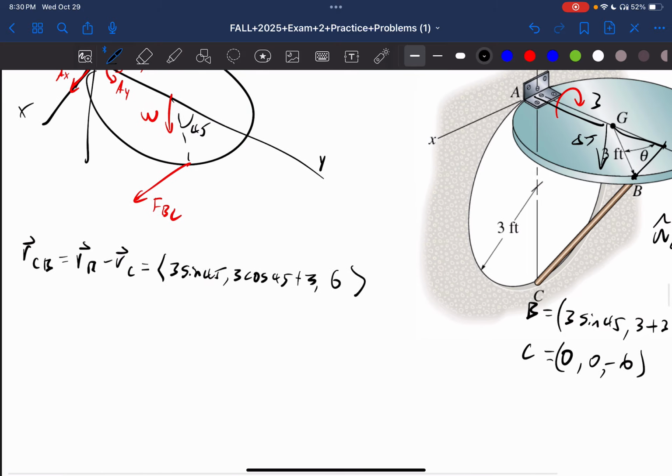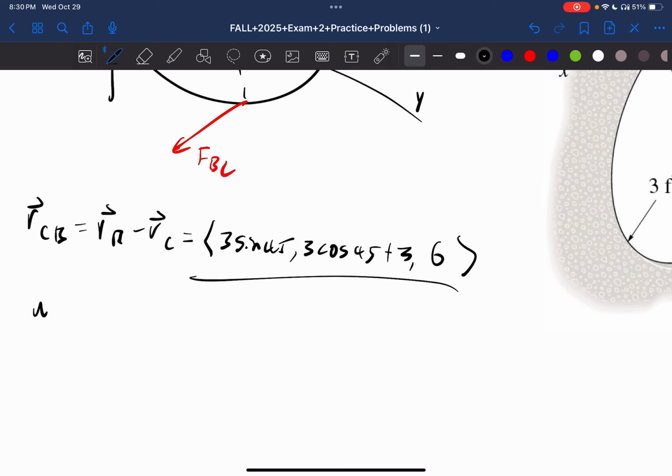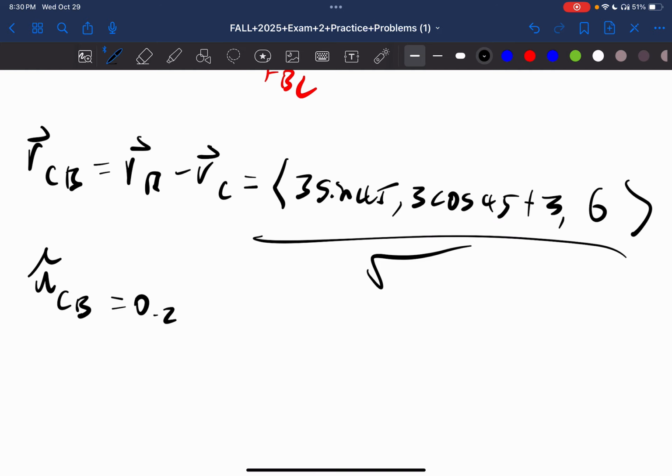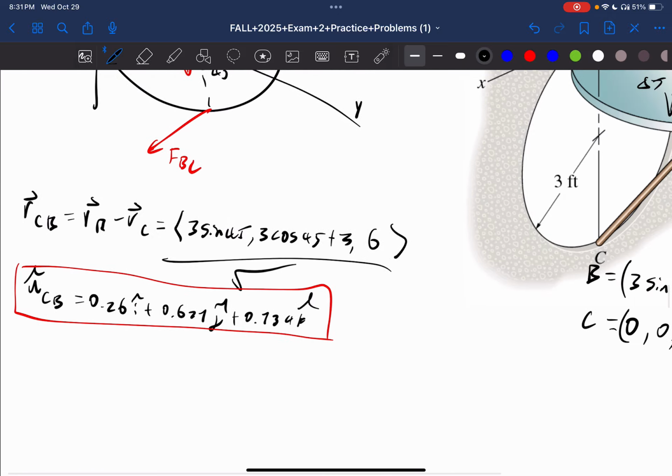Okie dokie, now that we have this, we can find the unit vector. So unit vector is just this divided by the square root of this squared plus this squared, whatever, right? I'm not going to do that. You can do that yourself. CB is going to be equal to 0.26 in the I direction plus 0.627 in the J direction plus 0.734 in the K direction. Now that we have the unit vector of CB, we can start doing the sum of the forces in the X and the forces in the Y.